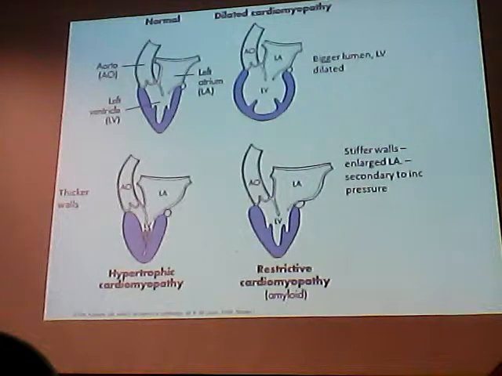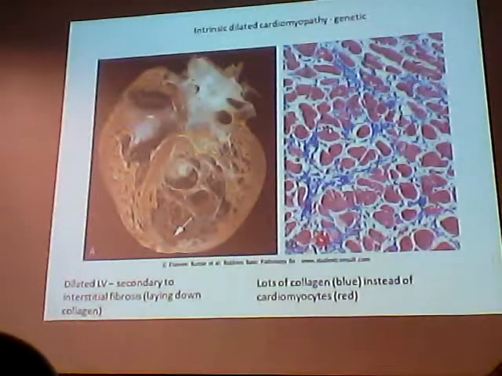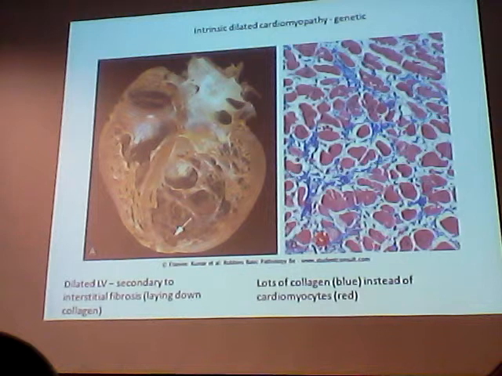This picture is again showing the different kinds of cardiomyopathies. So you could have dilated, which is a large lumen. If it's a large lumen, it's hard to contract efficiently. You could have restrictive, where you have stiff walls that won't contract very well. And same with hypertrophic. They're thick walls that are too thick to contract. So thick, stiff, and big lumen.